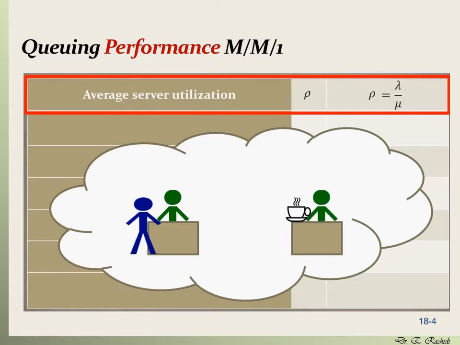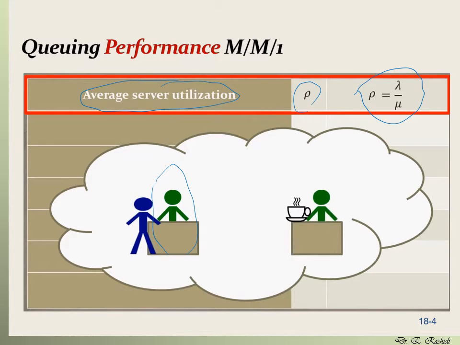Here we're going to study the queue performance of an M/M/1, a queue in which the arrival distribution follows a Markovian distribution, for example, Poisson distribution, and the service time follows a Markovian distribution as well, such as exponential, and we have one server. As you see in this example, we have one server here, and the first thing that we want to look at about the performance is the average server utilization, which we show by rho. So rho here, according to the formula that we have, is lambda divided by mu.